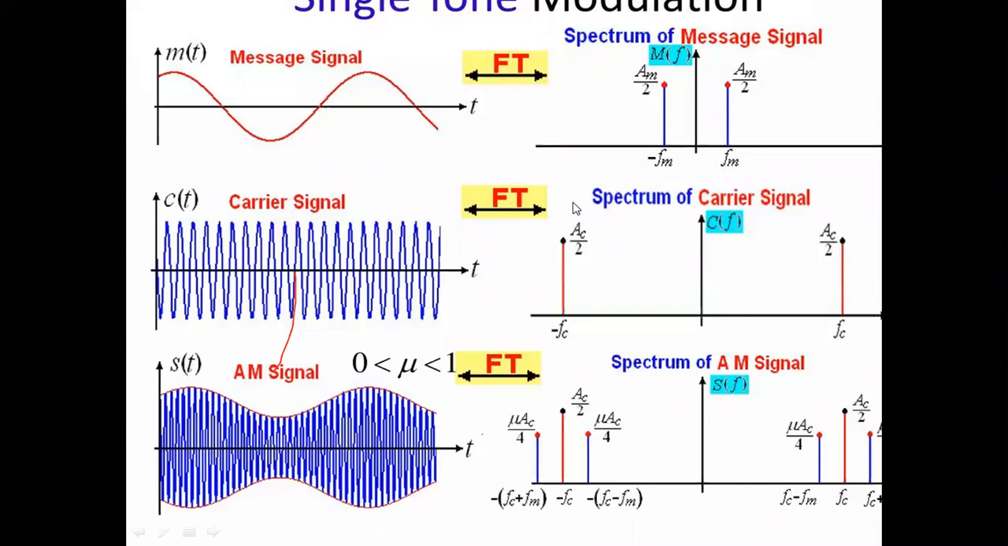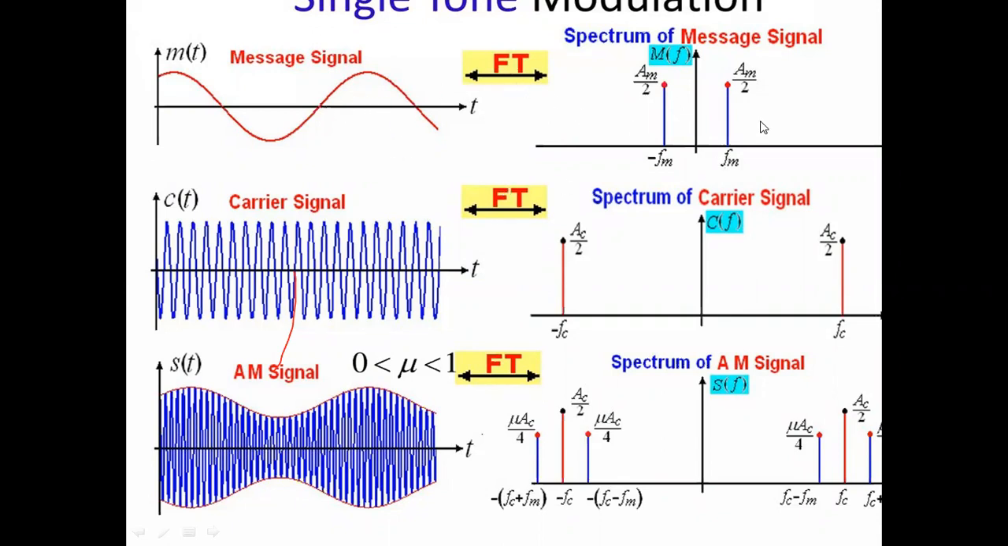Now, Am Ac by 2 is converted to Am Ac by 4. Ac by 2 is at fc, the same as Ac by 2. With respect to fc, two spectra occur. That is, the magnitude is reduced by 50% and the spectral components double. So the positive side is the upper side band and the negative side is the lower side band. So this is the single tone signal spectral components, where you are applying the Fourier transform of the signals.